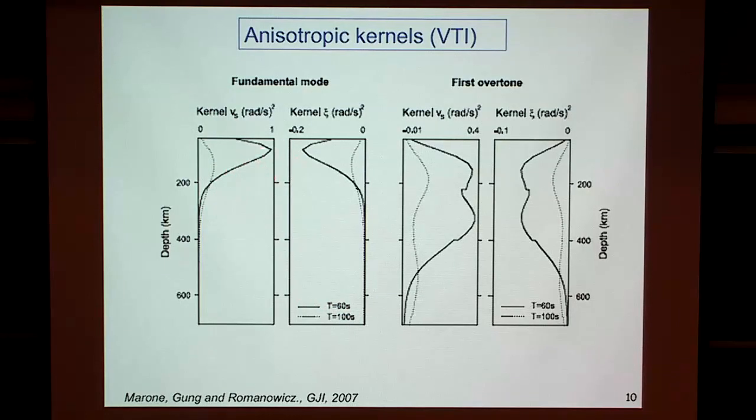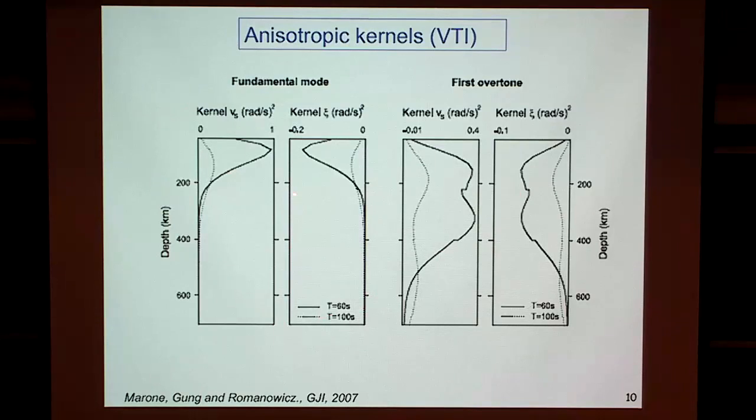And you can see the only point of showing this slide is that this is the sensitivity to xi, and you can see it's only up to about 20% of the sensitivity to Vs. This is for the first overtone. What you see here is that the first overtone is sensitive to greater depths at the same period. So it's one illustration of why it's useful to have overtone data if you want to study structure at larger depths.